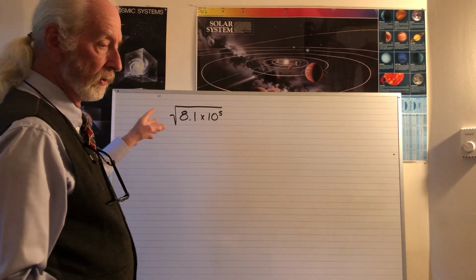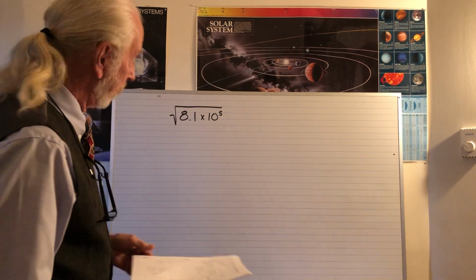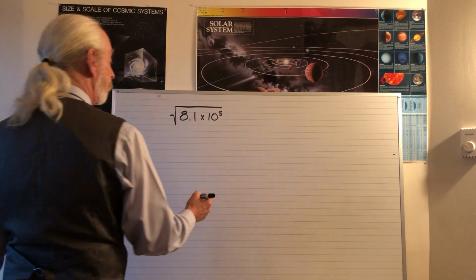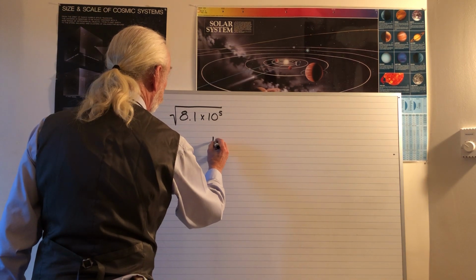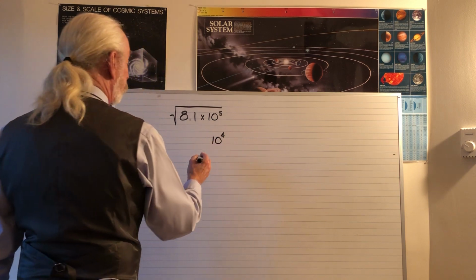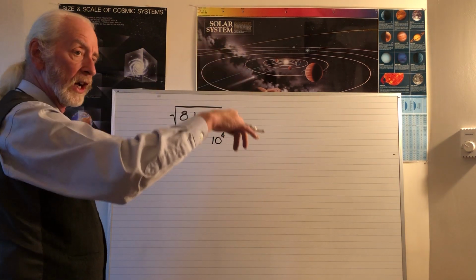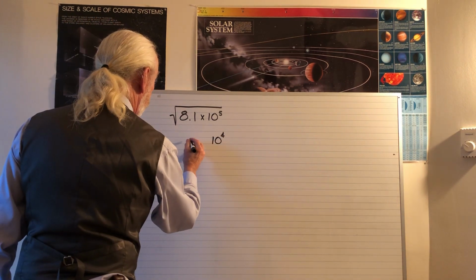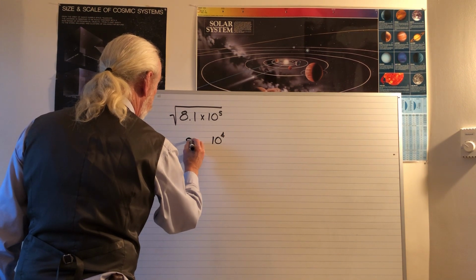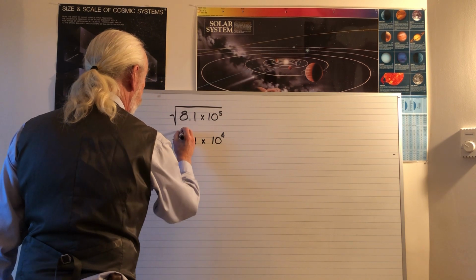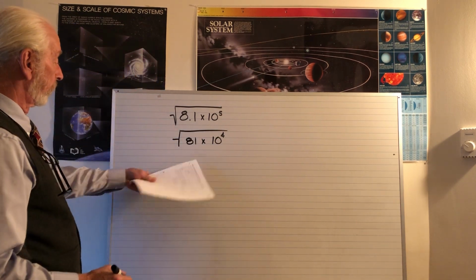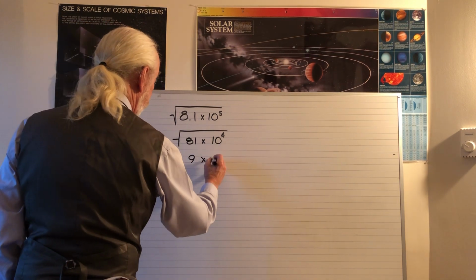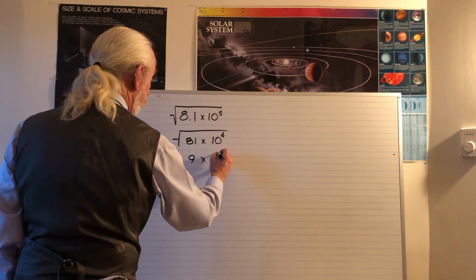What do I do now? So what I'm going to do is I'm going to cheat by dropping this power of 10 down to 10 to the 4th. So my exponent went down, which means my decimal point goes to the right. And now that makes it 81 times 10 to the 4th. Good to go. Square root of 81 is 9 even. 4 divided by 2, 2.